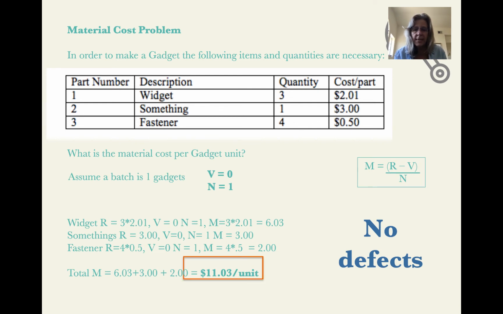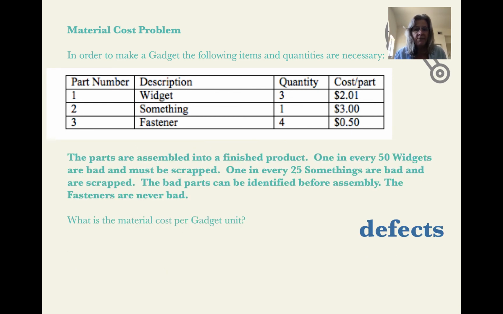But what if we have defects associated with it? In this case, 1 in every 50 widgets is bad and must be scrapped, and 1 in every 25 somethings is bad and must be scrapped. The bad parts can be identified before assembly, and the fasteners are never bad. So now we have scrap rates: 1 in 50 is a 2% scrap rate for widgets, and 1 in 25 is a 4% scrap rate for somethings. We'll need to include that in the calculation.